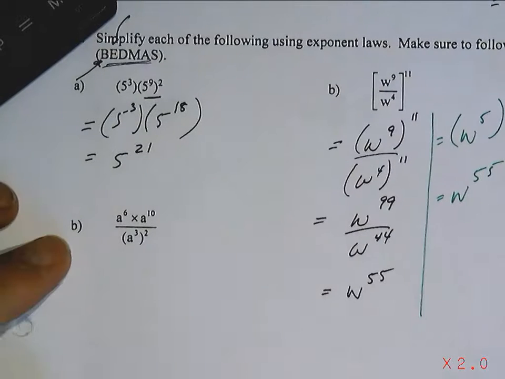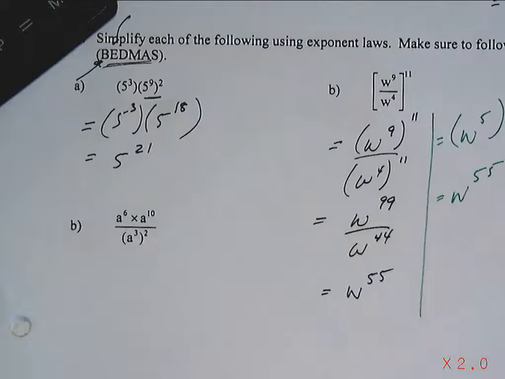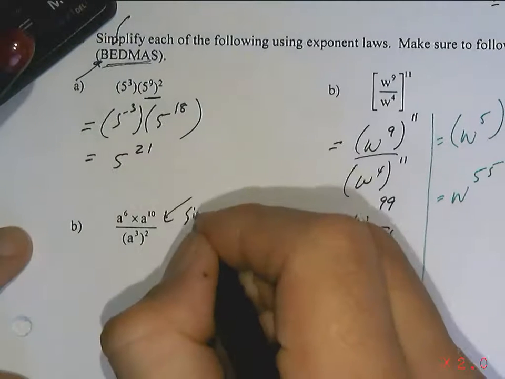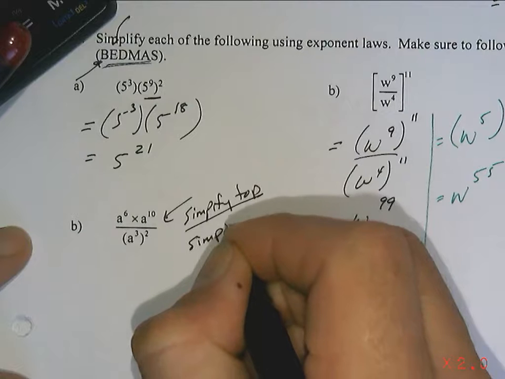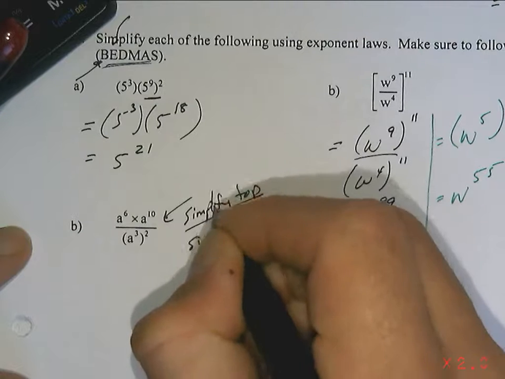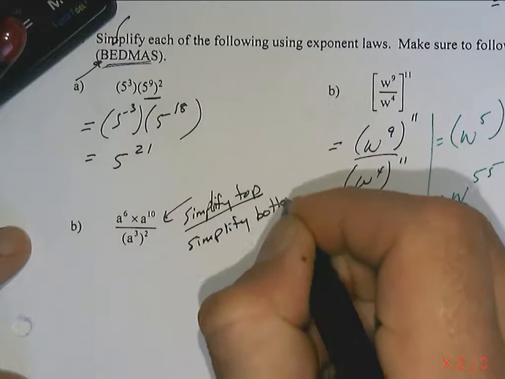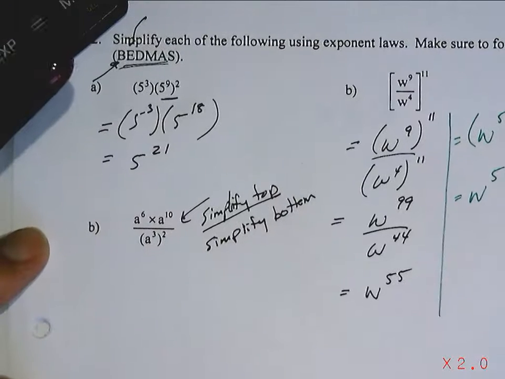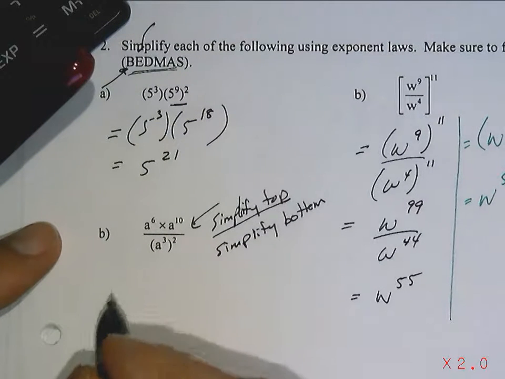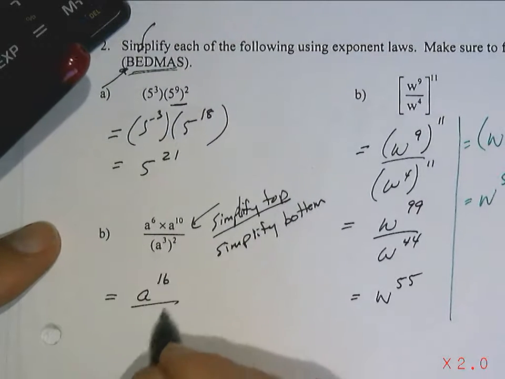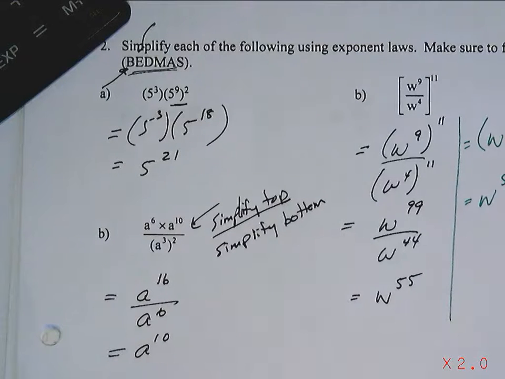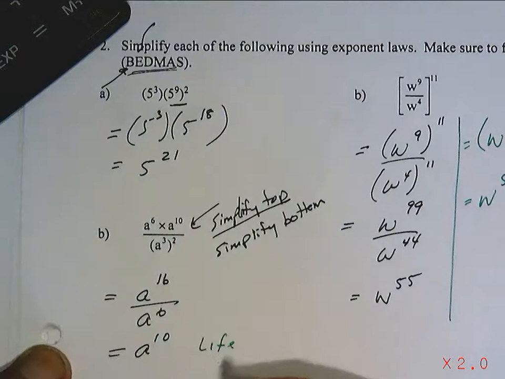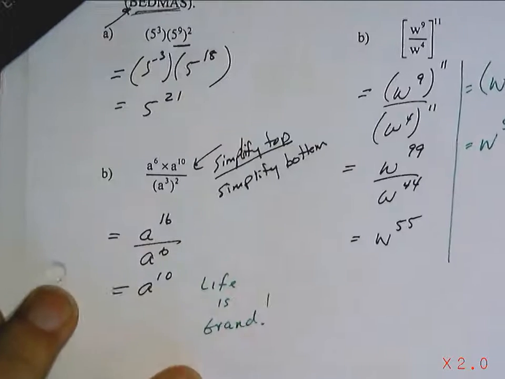So look at the B one. What I do know is when we do these questions, we have to simplify the top first. You have to simplify the bottom. And then do the division. So you want to simplify the top, then simplify the bottom if you want it to work out. So the top is going to be a to the 16 over a to the 6, which is a to the 10. And you guessed it. Life is grand. All right, we're going to stop there.